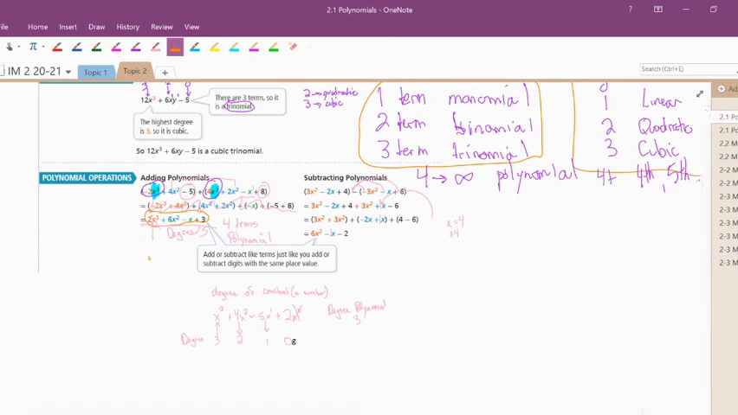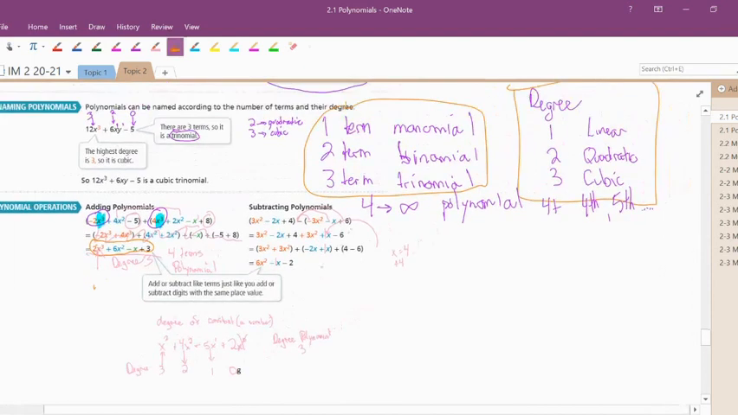Subtracting, same type of thing. You distribute the negative first, and then you just combine your like terms. 3x squared and 3x squared is 6x squared. Negative 2x and plus 1x is a negative 1x. And 4 plus a negative 6 is a negative 2. This, again, just adding like terms.